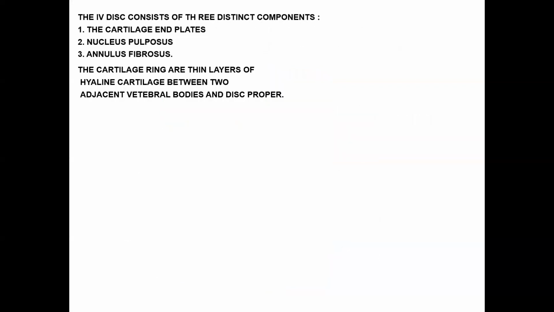The intervertebral disc consists of three distinct components, as you have seen in the structure. The first one is the cartilage end plates. The second one is the nucleus pulposus. The third one is the annulus fibrosus. The cartilage rings are thin layers of hyaline cartilage between two adjacent vertebral bodies and the disc proper.